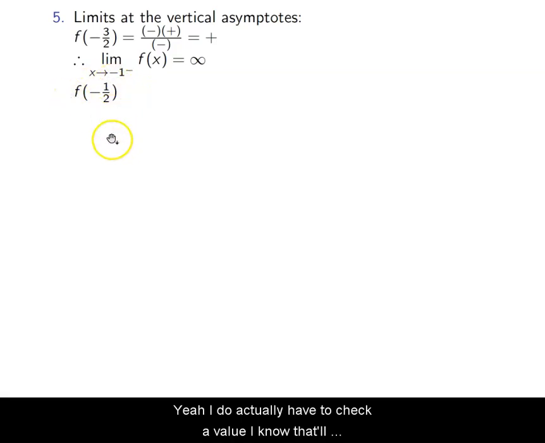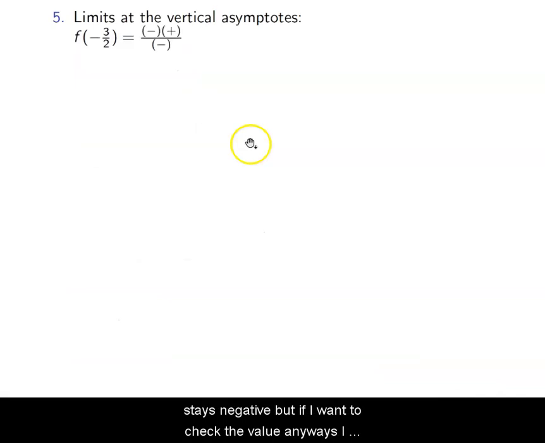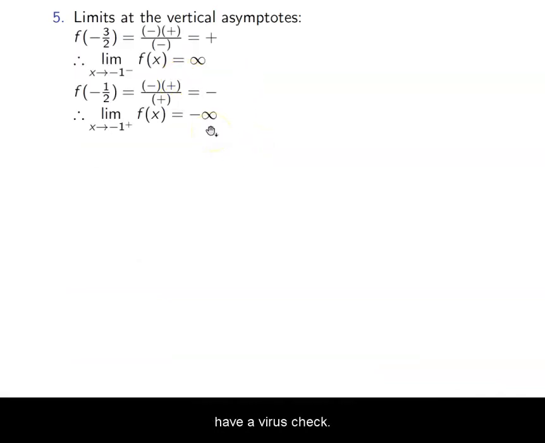Here, I don't actually have to check a value. I know that'll be negative because of what happens at 0. I get a negative out. So in between -1 and 3, I already know what happens. It's negatives always because there's no other zeros. So it stays negative. But if I want to check a value anyways, I have a value I checked. So it agrees, which is nice.